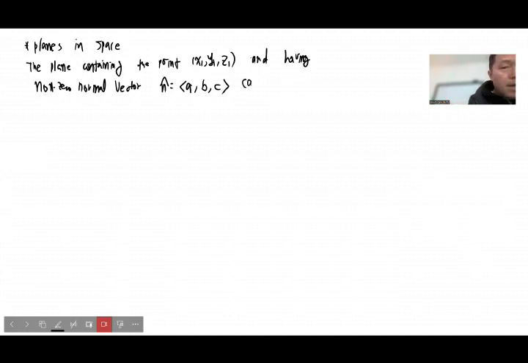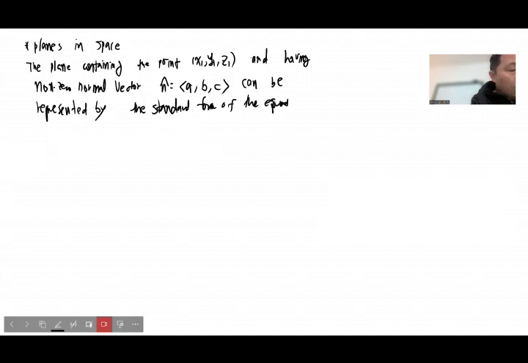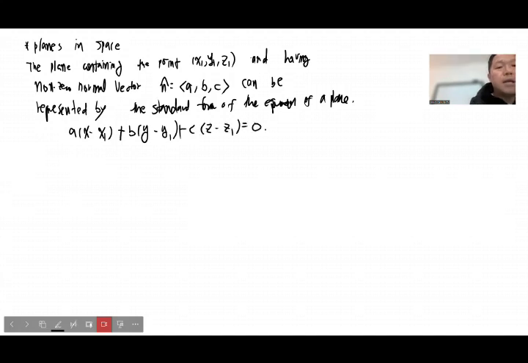then that plane can be represented by the standard form of the equation of the plane, which is given by A times (x minus x1) plus B times (y minus y1) plus C times (z minus z1) equals 0. That is the standard form, but this equation could be converted into general form.